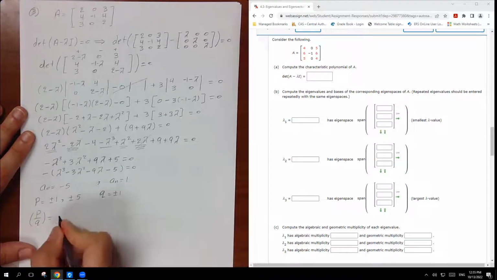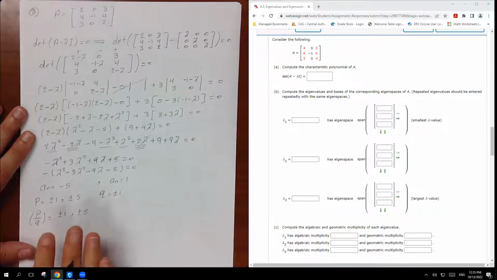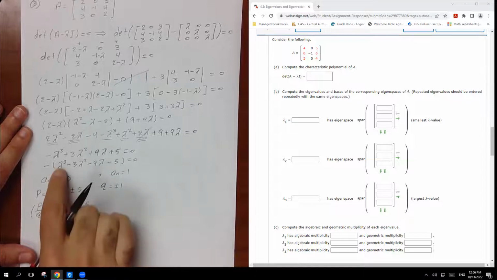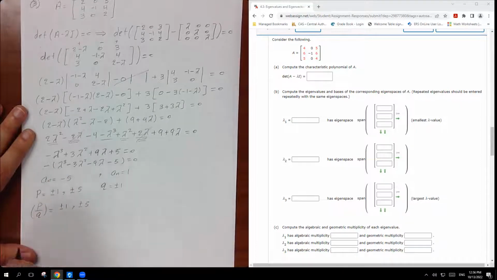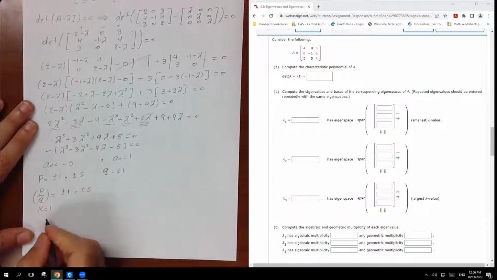1 divided by 1 is positive or -1. 5 divided by 1 is going to be positive or -5. That means we have 4 options, so we can factor this polynomial with degree 3. I'm going to start with the first one, k equal 1, and I'm going to use synthetic division.